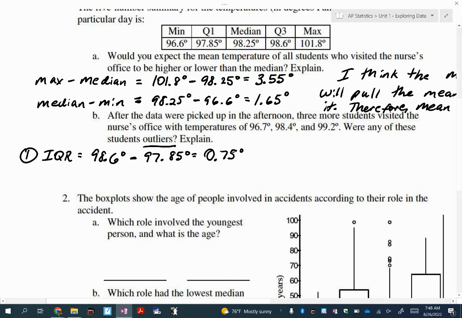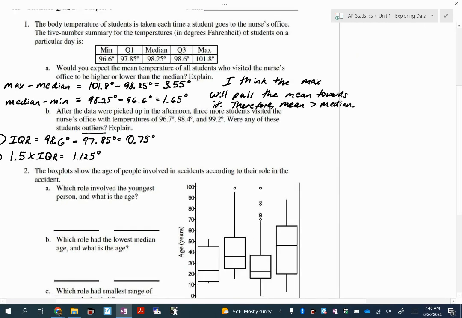Now once you find the IQR, step 2 is to take your IQR and multiply it by 1.5. That's the number that we're going to use in our class. You might take stats in college, and your professor might ask you to use the number 2 times the IQR. But for our purposes, we're going to do 1.5 times our IQR. So we get 1.125 degrees. There's not really a name for this number besides it's 1.5 times the IQR. You're going to use that number to create what we call the fences.